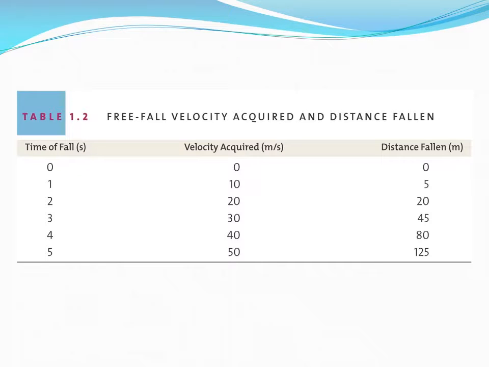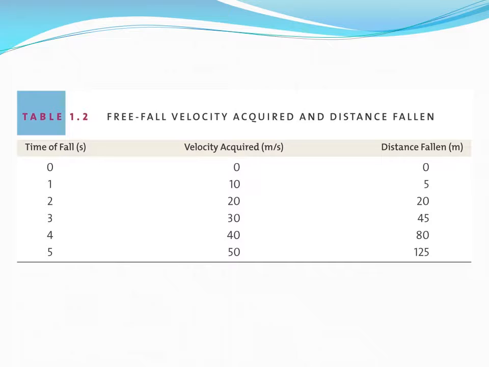The table shows the velocity and distance fallen for an object in free fall at an interval of 1 second. At 0 seconds, the object is initially released and its distance fallen and velocity are both 0. Here we're using the acceleration of gravity as simply 10 meters per second squared. At 1 second, velocity is 10 meters per second. The distance fallen is 5 meters.